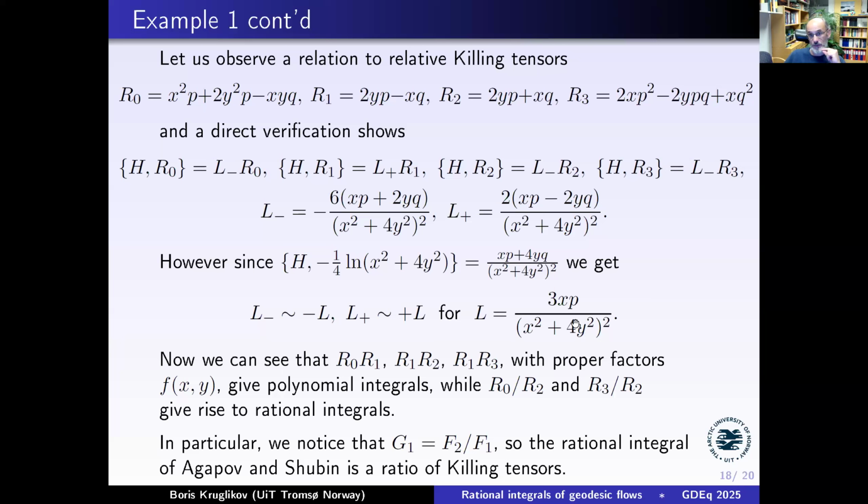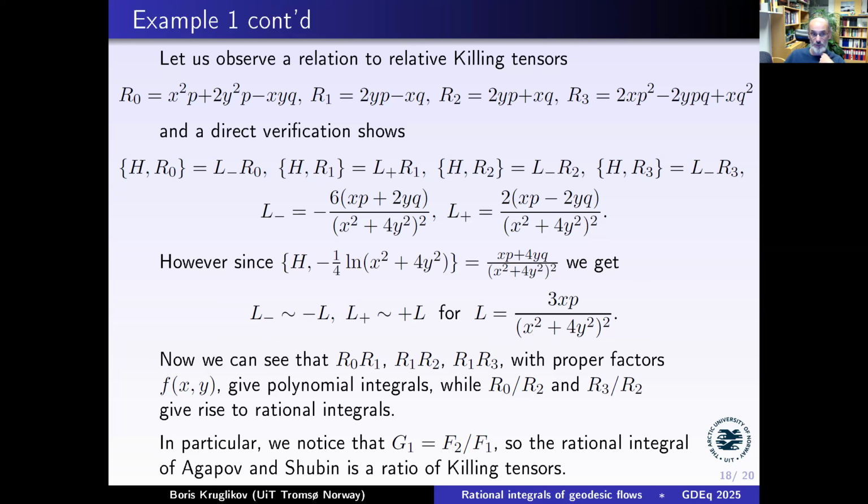Okay, so L is cohomologous to L plus and minus L is cohomologous to L minus. And now, since we have things minus and plus, we can produce, of course, by division or multiplication, new integrals. Namely, R01, R1, R2, and R1, R3, these products give polynomial integrals.